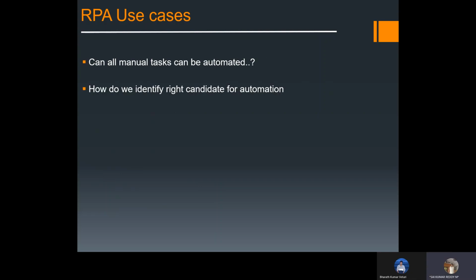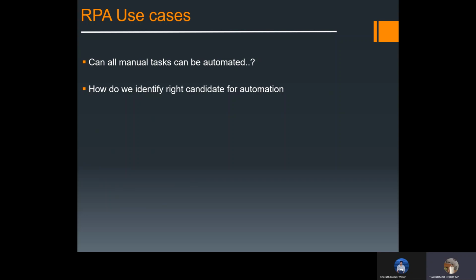Use cases: can all manual tasks be automated? No, not all manual tasks can be automated unless they are predefined. If we know what is the next step, then only such kind of steps can be automated. If we don't know what will be the next step, if it is entirely on human decision, then we can't implement it. So for an RPA use case, we need to know purely what the next step is. Then only we can configure it or code it and execute it. If we don't know what is the next step, such cases are not suitable to automate.